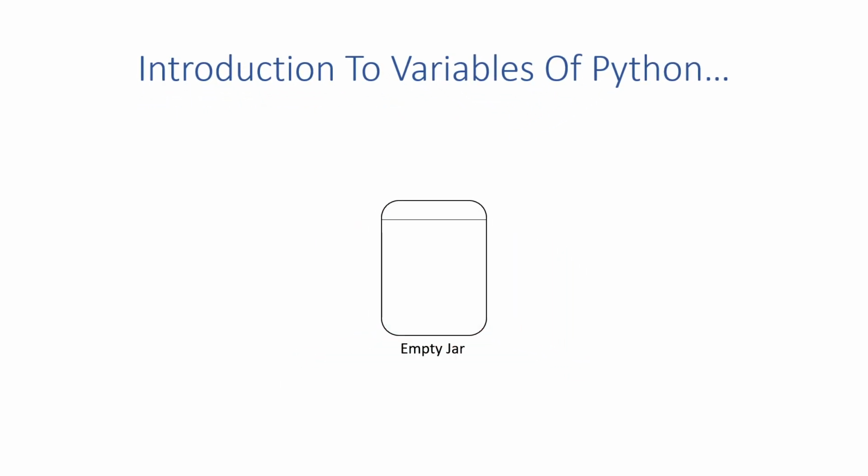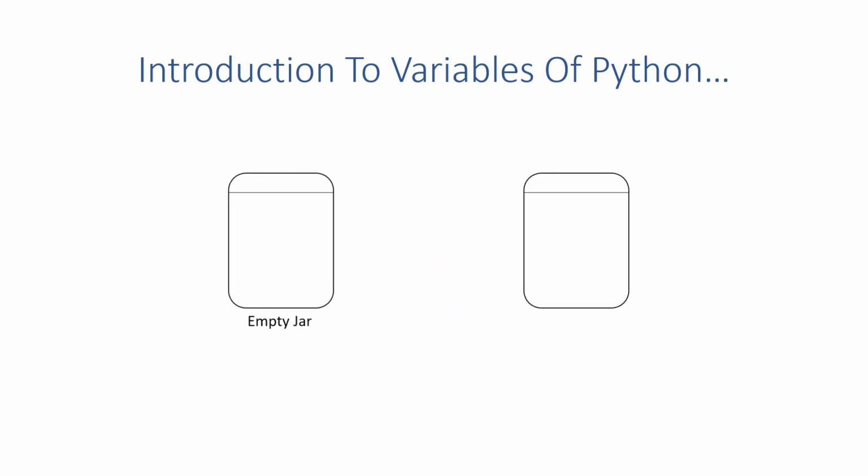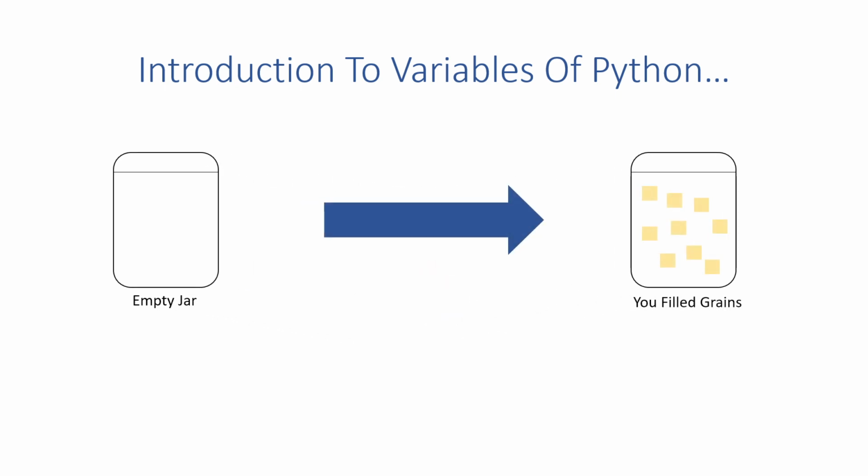Firstly, you have to imagine that you have an empty jar, as I'm showing you on the screen. This jar is empty and it has no value, right? But if you put some grains in it, it definitely has a value, because if you have put grains in this empty jar, it means it has a value.